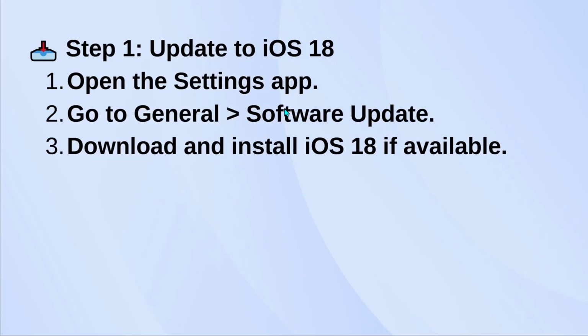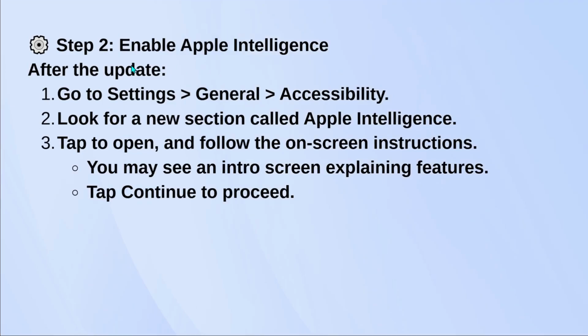Once your device is updated, go back to Settings, tap General, and then Accessibility. Here, you should see a section labeled Apple Intelligence. Tap it, and you'll see a short introduction screen explaining the AI features. Hit Continue and follow the prompts to set it up.